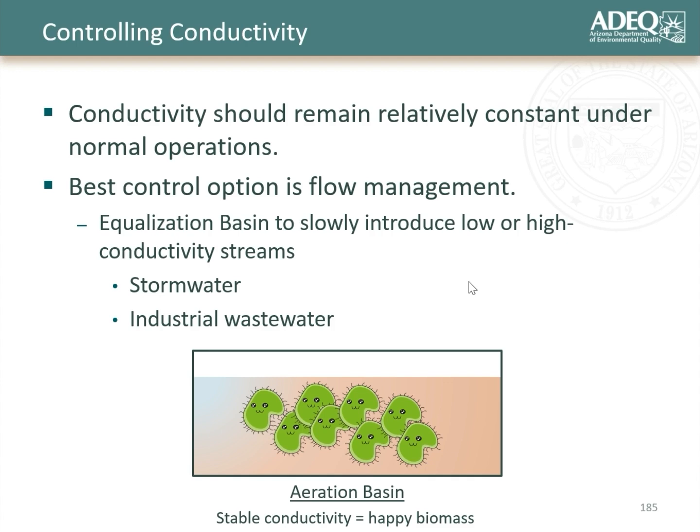So maybe potentially have an equalization basin at the front end of your plant to be able to meter in these flows, or to at least buffer some of these impacts, might be a way to keep the conductivity a little bit more stable and keep your bacteria population happy.